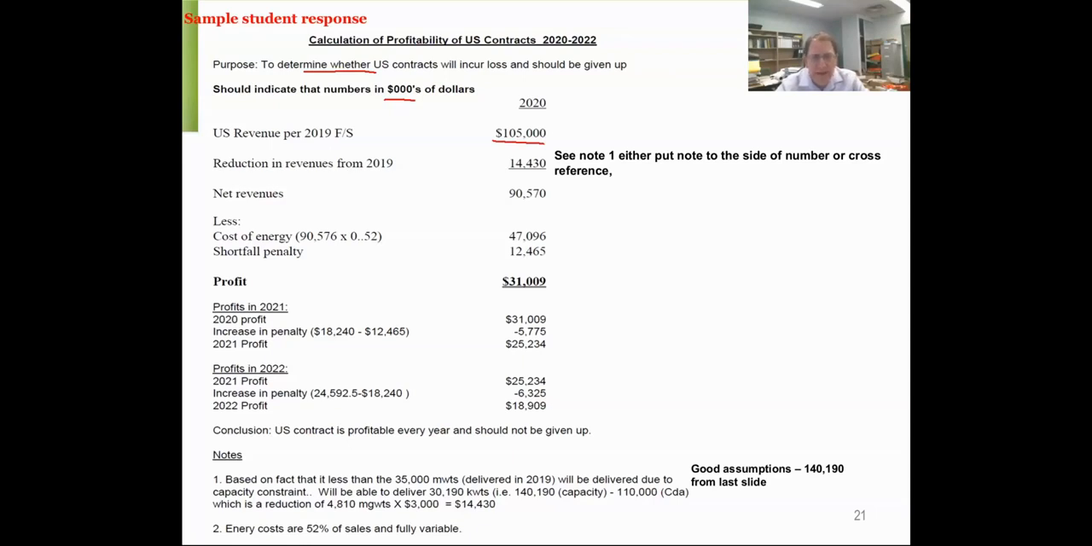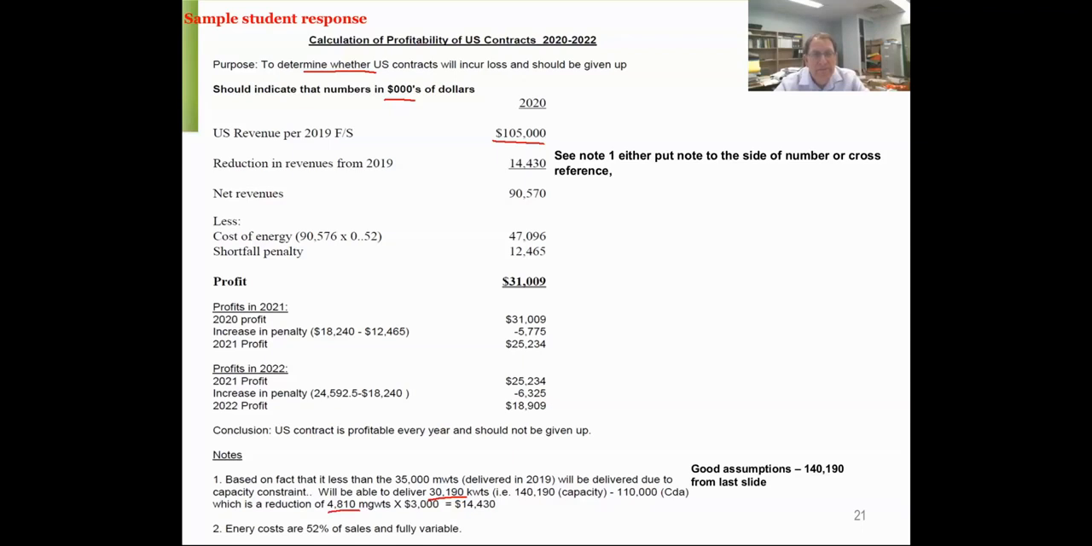So how do I get the reduction? What's that reduction? It's based on the fact that less than 35,000 megawatts will be delivered because of the capacity constraint. So how many are you delivering? 30,190. Okay, and that's because the capacity from my previous slide was 140,000. You have to fulfill the Canadian first. So you got 140,000 capacity, you get rid of the Canadian, and you've got about 30,190 left. So you're short. I'm short almost 5,000. I'm short 35,000 minus 30,000. I'm short 4,810 megawatts. Okay, times $3,000.